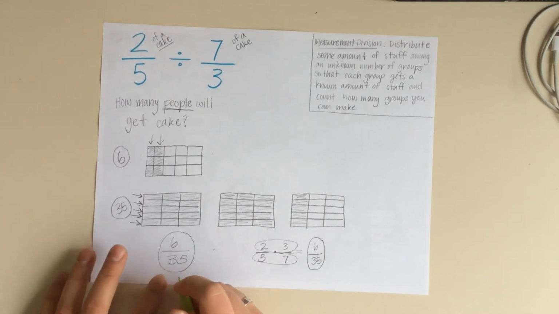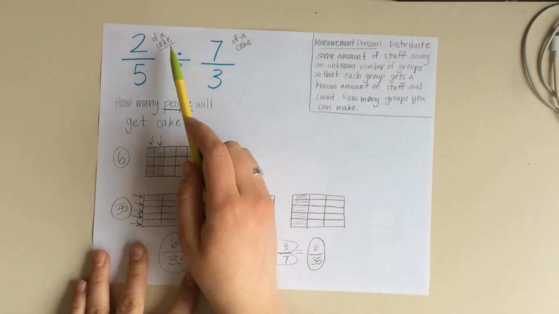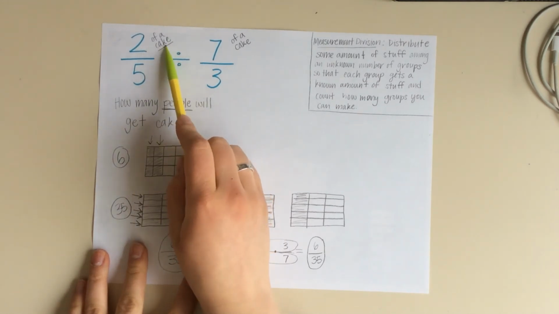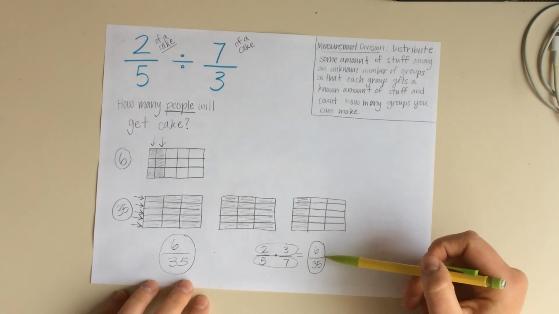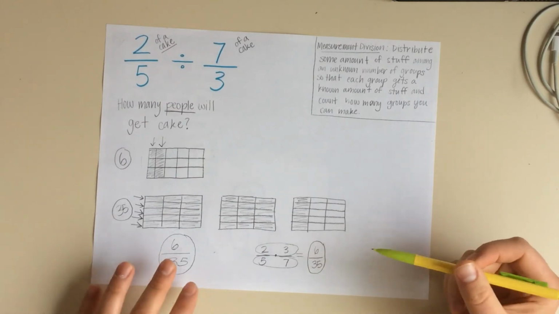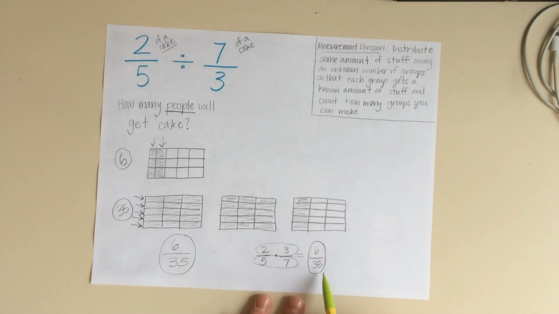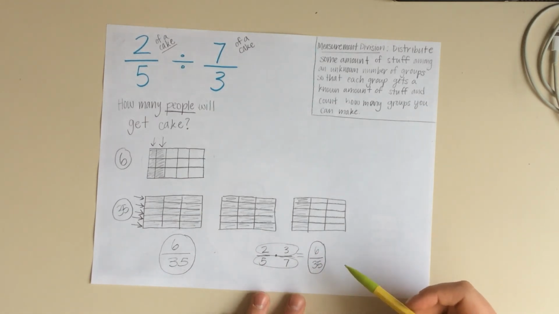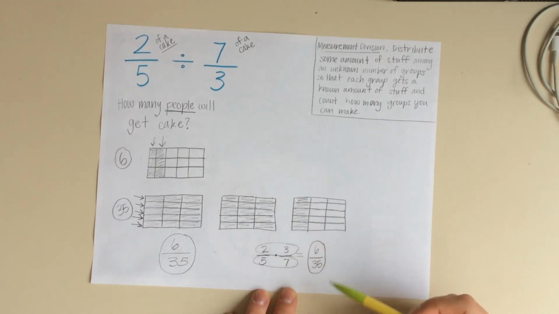And just an important thing to remember again with measurement division is we're switching from the whole being the cake to the whole being people. So we didn't have enough cake to give to at least one person. So really, we wouldn't necessarily say we have 6/35 of a person, but we were able to make 6/35 of a group that we wanted.